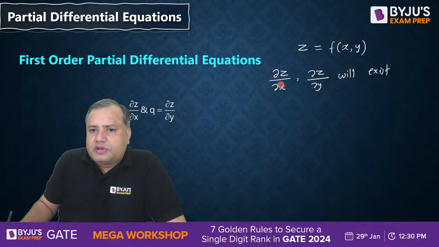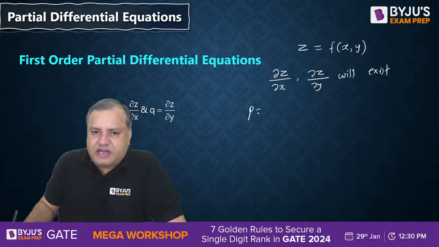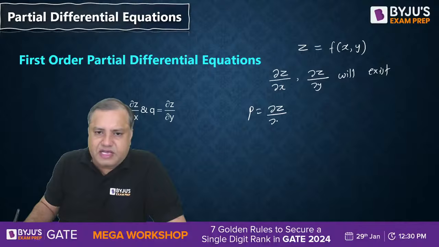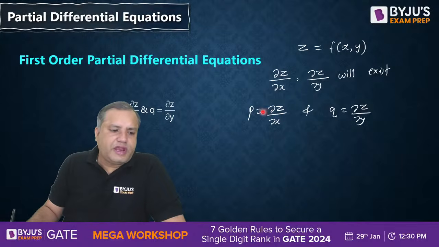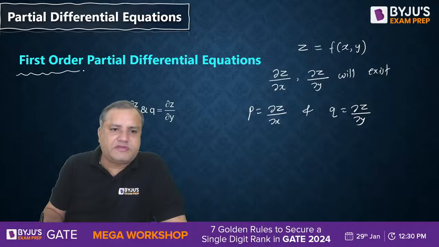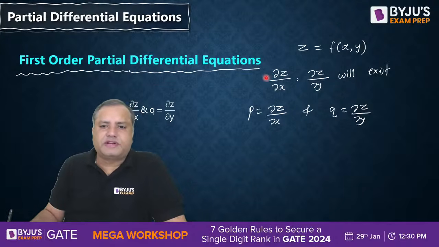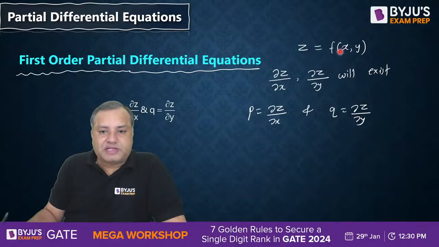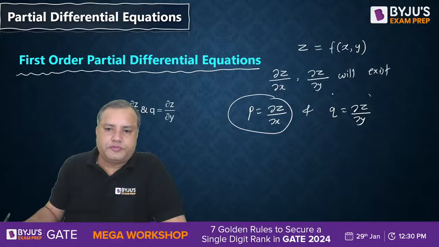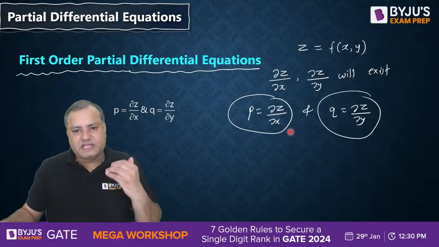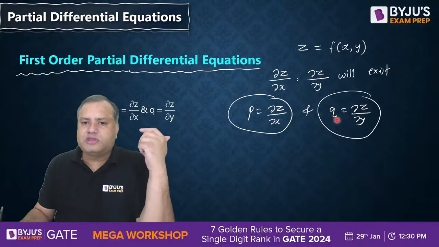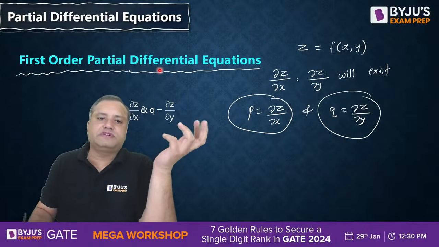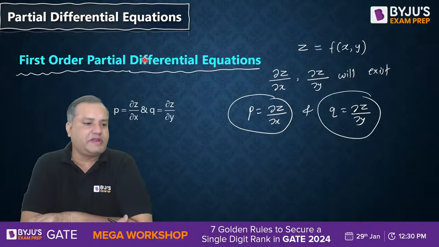Now, del z by del x has a universal notation. Del z by del x is denoted by P, and del z by del y is generally denoted by Q. So when we talk about first order partial differential equations, our partial differential equation will contain P and Q. What is P? P is del z by del x and Q is del z by del y. As far as the order is concerned, both these derivatives are first order, and hence this differential equation is called a first order partial differential equation.